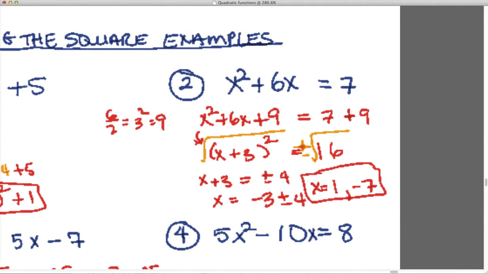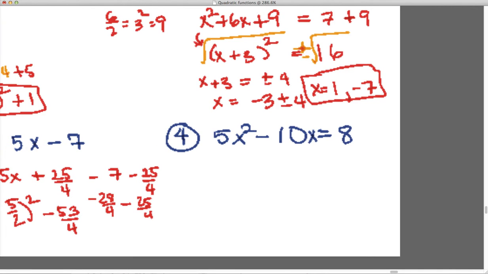All right, so one last one we're going to do here. We're going to do an example where a is not 1. So remember, there's the added step of factoring out that common term. So 5, and then we're going to be left with x squared minus 2x. Now, even if the 8 was on the other side of the equal sign, I don't include it in my factoring out step. Just less messy that way.